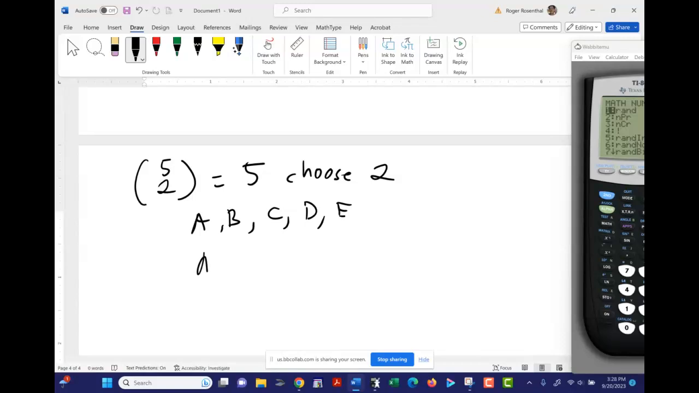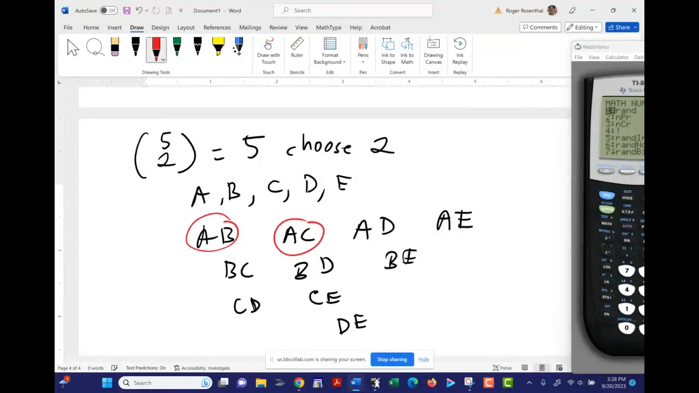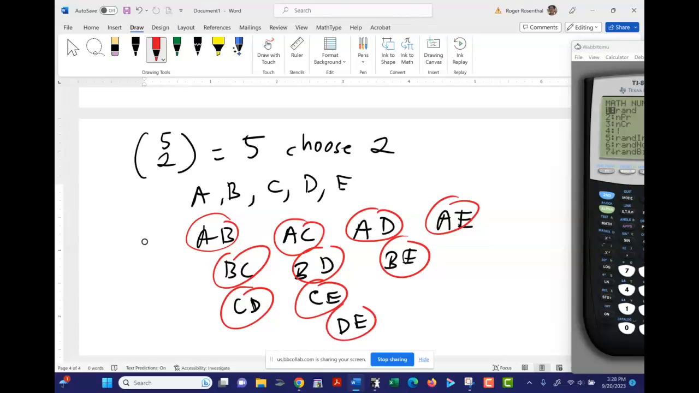If you watch, you will see one way to do that is to choose A and B, or you could choose A and C, or A and D, or A and E, or you could choose B and C, B and D, B and E, or C and D, C and E, excuse the even worse than usual handwriting, or D and E. If you think about it, these 1, 2, 3, 4, 5, 6, 7, 8, 9, 10 are the only 10 ways you could choose 2 objects from the group of 5. That's why it's equal to 10.